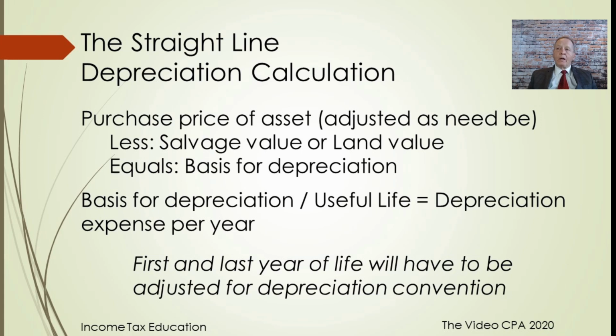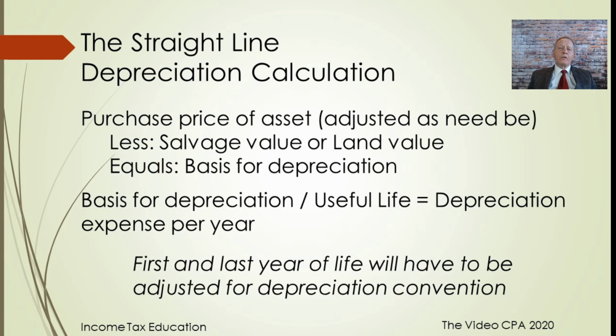All right. So your basis for depreciation is your purchase price, your adjusted purchase price minus those two things, and your basis for depreciation is then divided by the useful life, and that equals your depreciation expense per year. Now, if you want it per month, you would divide that by 12 and calculate it that way. And just remember, it could change in the first year and the last year depending on what depreciation convention you're under. But that is the formula.